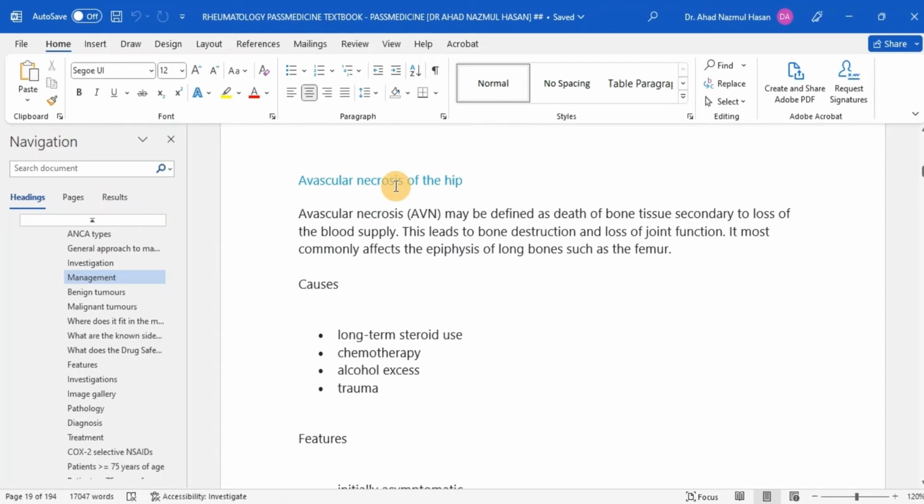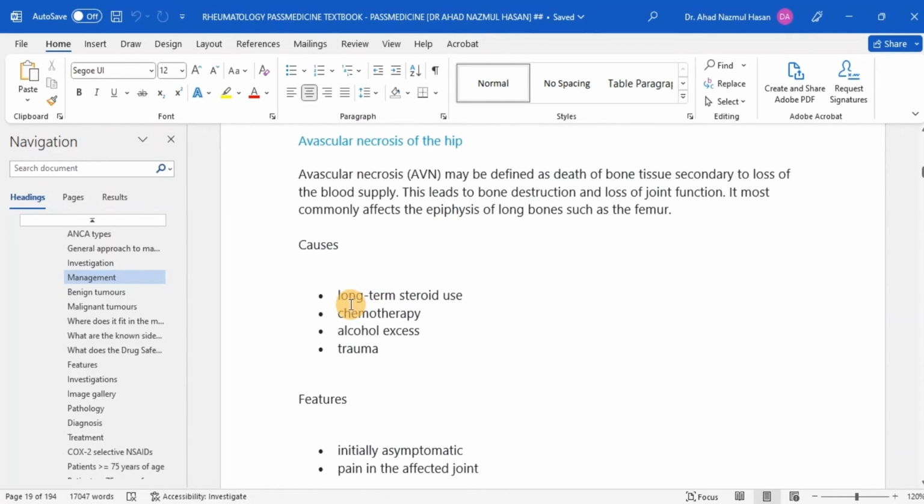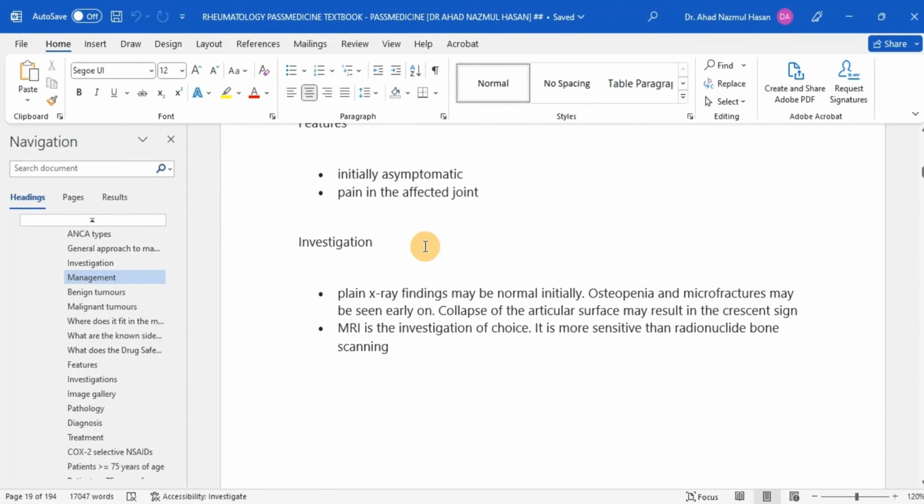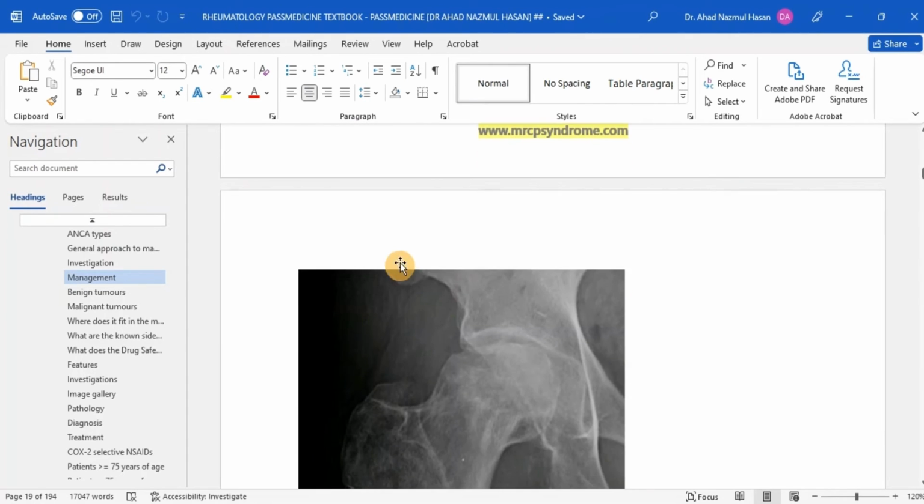Next one is AVN. The commonest cause is long-term use of corticosteroid therapy. And MRI is the investigation of choice.